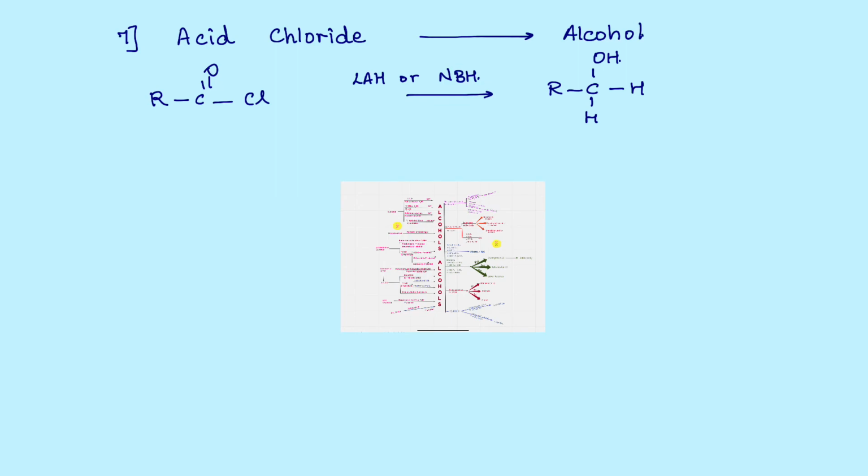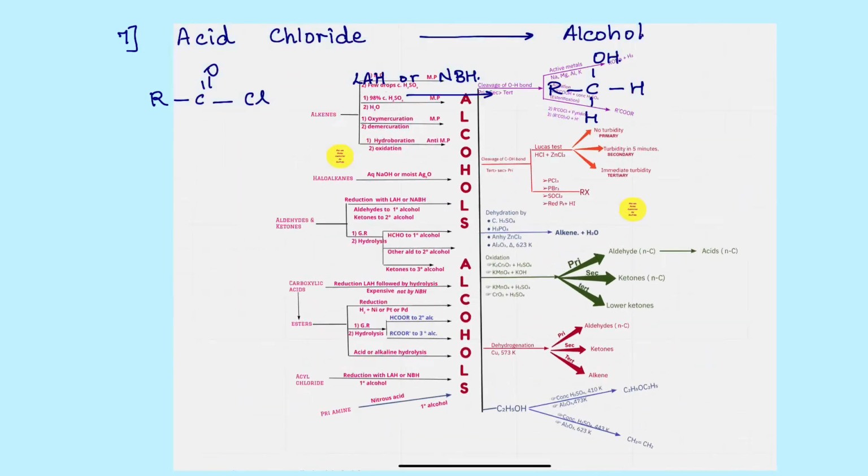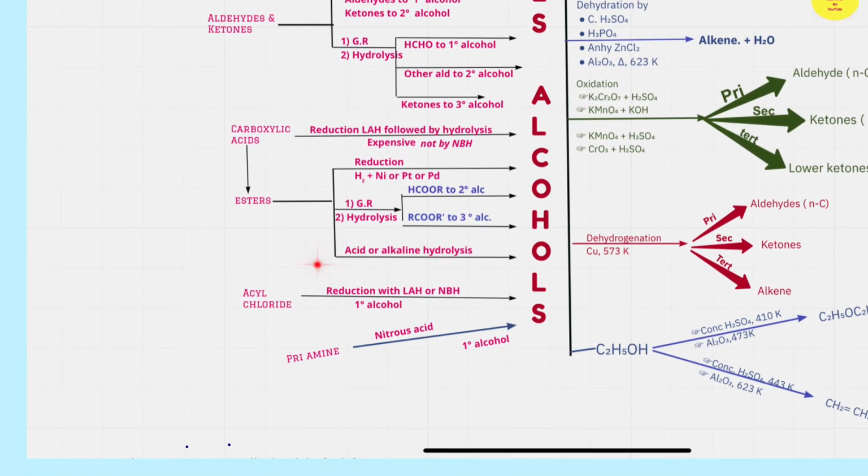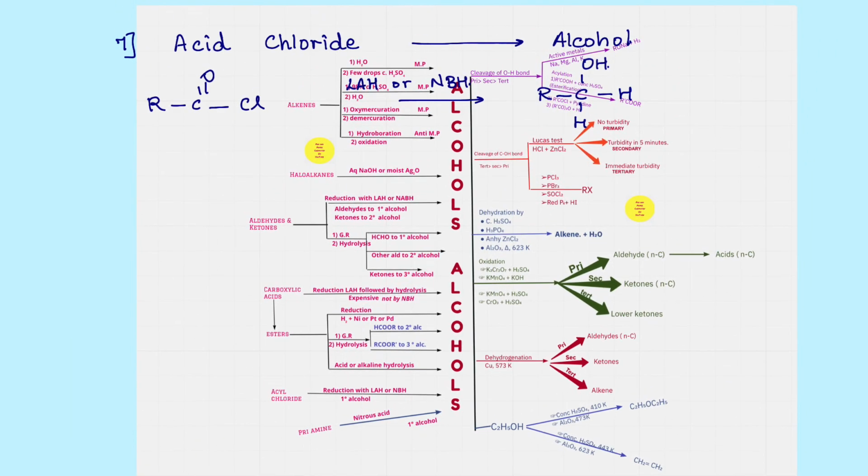Okay, 2 more reactions to go, and we have to talk about the preparation of alcohols from acid chlorides, right? This can again be done by reduction using lithium aluminium hydride or sodium borohydride, and primary amine on treatment with nitrous acid.